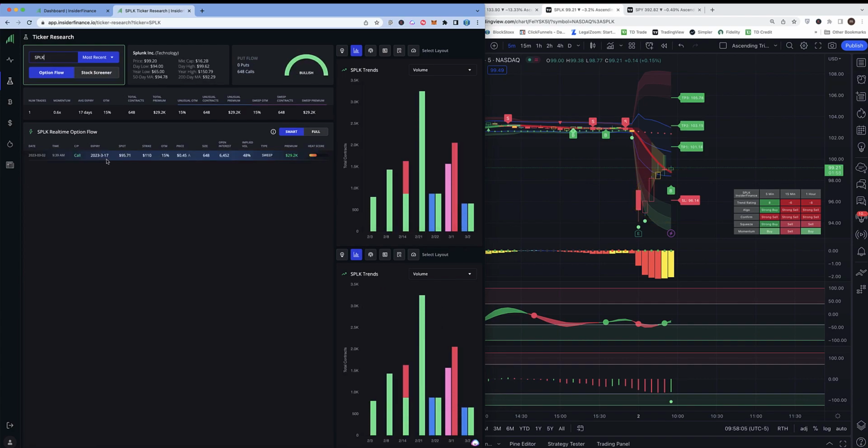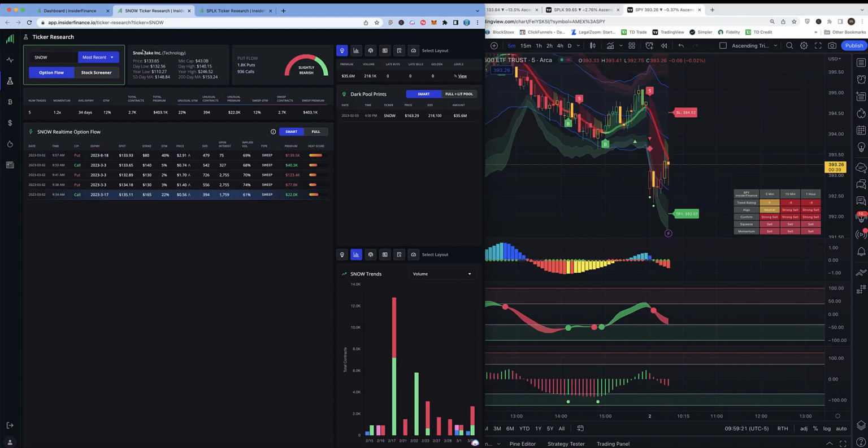I will go back to the ticker research page to confirm which expiration and strike price that smart money was buying up and take a similar trade. For this SPLK example, we are looking at March 17 calls for the 110 strike prices. I will enter the trade now and watch the 5-minute chart for an exit.